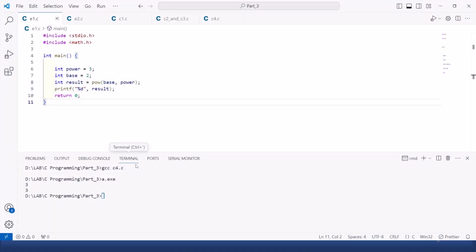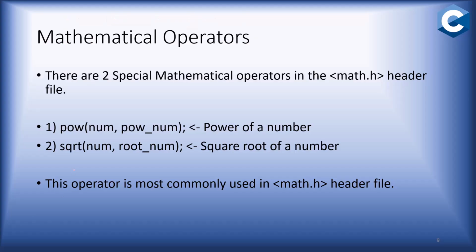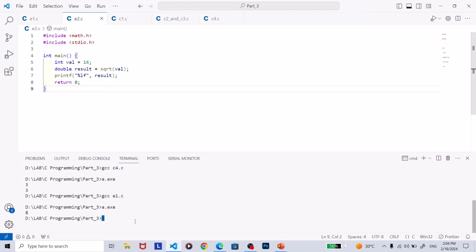This code shows POW(2, 3), which calculates 2 to the power of 3. Remember order of operations? POW comes before multiplication, so it's like saying 2 * 2 * 2, which equals 8. And here's SQRT(16). This finds the square root of 16, which is 4. It's like asking, what number multiplied by itself equals 16?